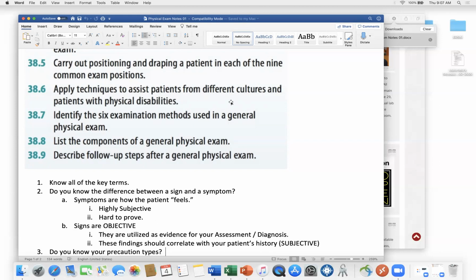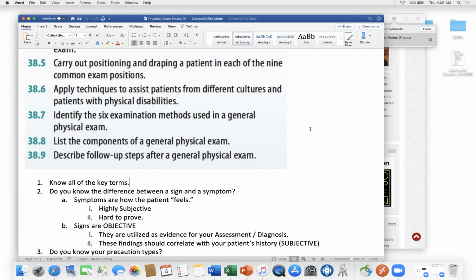Techniques to assist patients in different cultures and patients with physical disabilities. Those of you who are CNAs already know how to get people in and out of chairs, in and out of beds, in a safe manner. But also different cultures. We're going to mention briefly how some cultures are very close, very touchy, and there are other cultures where, due to religious reasons, you shouldn't be touching people. But we're in the touching business, so again, you always ask for consent.